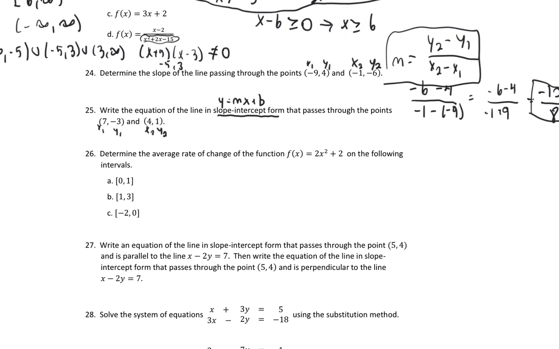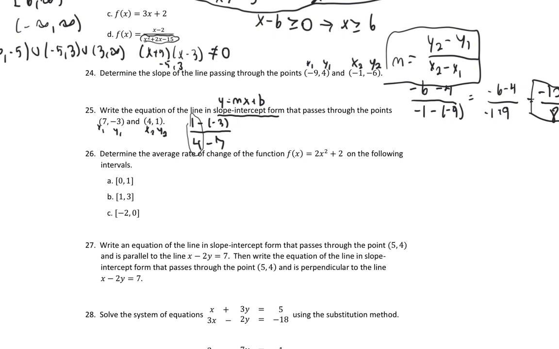So it's going to be 1 minus negative 3 over 4 minus 7. If you do y1 minus y2 over x1 minus x2, if you switch the order of the y's and x's, that's fine as long as you do it for both. If I circle these vertically, this is a pair of coordinates that match and this is a pair of coordinates that match. That's what matters.